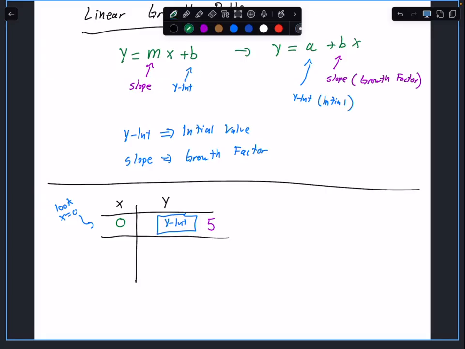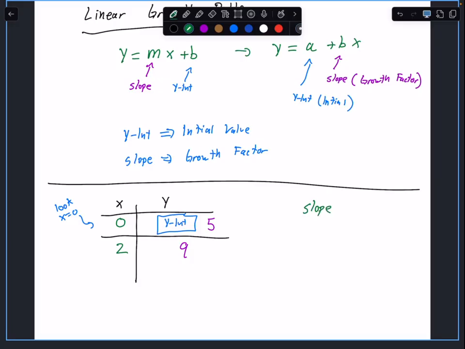Then we want to find something else. Let's say that the next value is 2, and that this next value here is 9. How am I going to figure out the next piece, which is the growth factor? How do I figure out the slope?